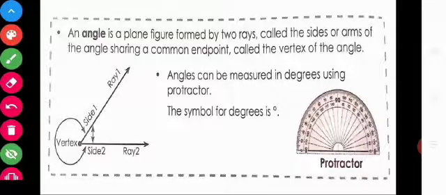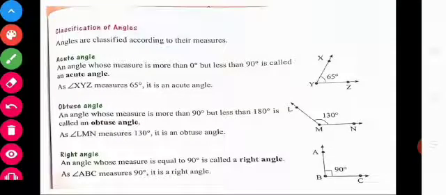An angle is a plane figure formed by two rays, called the sides or arms of the angle, sharing a common end point called the vertex of the angle. Angles can be measured in degrees using a protractor. The symbol for degree is this. And then, classification of angles.